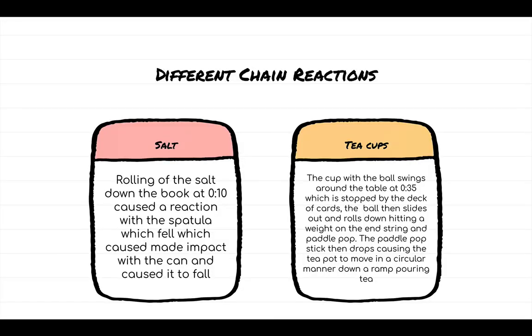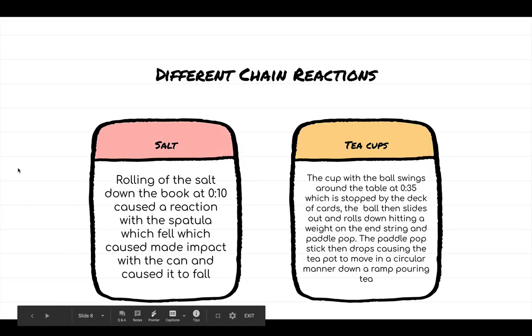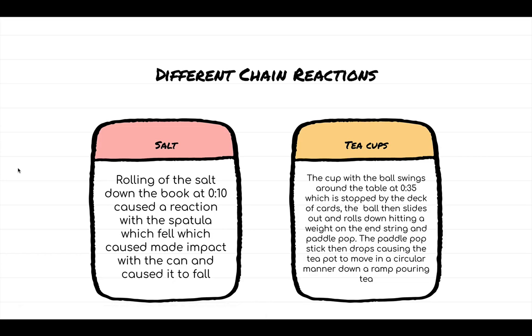If we look at those two, the salt, which is what we'll call the first one: the rolling of the salt down the book at about 10 seconds caused a reaction with the spatula. So it promoted, it didn't actually cause the spatula to fall, but it hit the spatula, which then fell and made impact with the can and caused the can to roll or fall down.